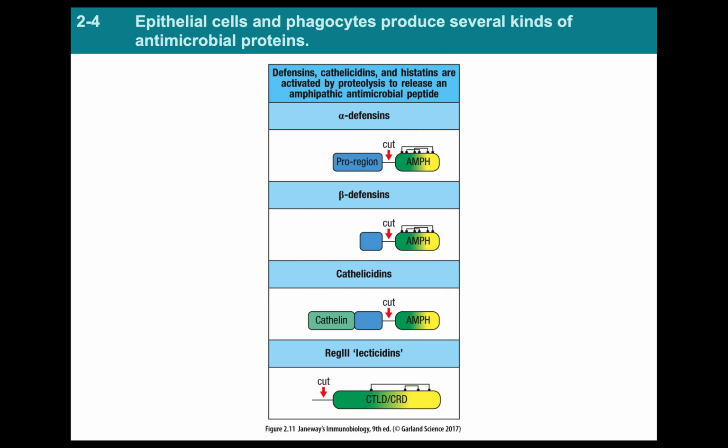Okay, so here are some of the major categories. You can see they're all kind of the same thing. So this thing back here, AMPH, is the amphipathic antimicrobial peptide. The yellow bit's going to be that positive alpha helix. The green bit's going to be that hydrophobic beta sheet region. And then each of these things is going to have a little pro region up here.